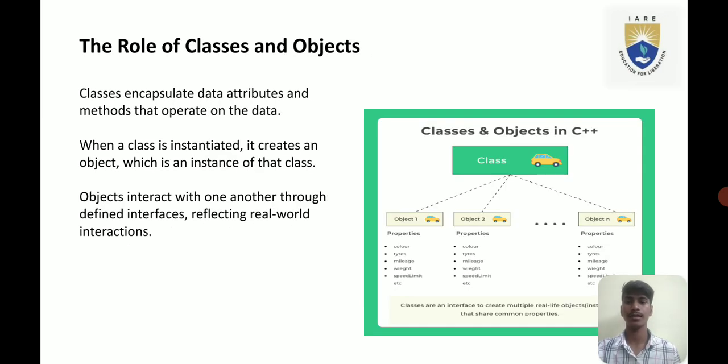The role of classes and objects. Classes encapsulate data attributes and methods that operate on the data. When a class is instantiated, it creates an object, which is an instance of that class. Objects interact with one another through defined interfaces reflecting real-world interactions, like classes and objects in C++, which means there is a main class, and the main class can be divided into three subclasses.